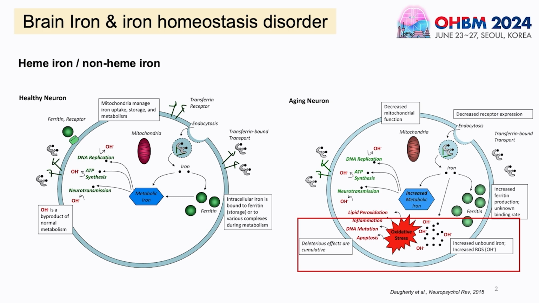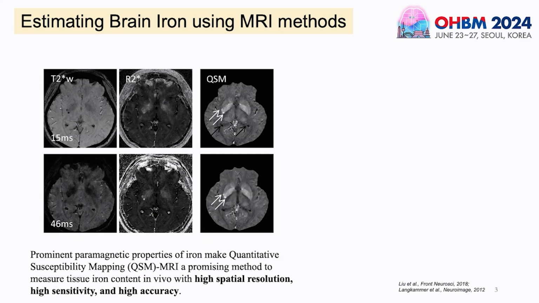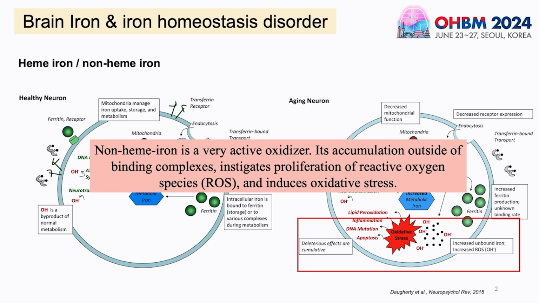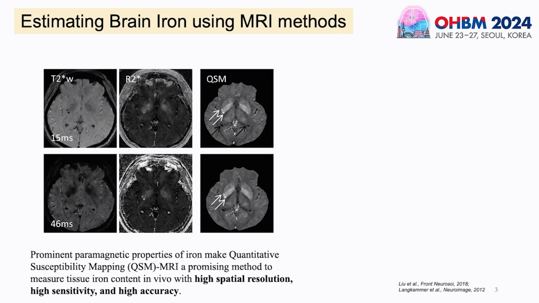However, as people age, iron deposits in different areas of the brain may impair brain function and cognition, because non-heme iron is a very active oxidizer. Its accumulation outside of binding complexes promotes the proliferation of reactive oxygen species and induces oxidative stress.